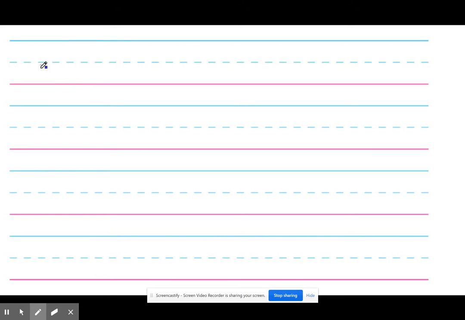So we are going to practice writing the letter O, the lowercase o. And so to do this, you've got your 3 lines. The top blue line is called your headline because it's at the top like your head. Your dotted line in the middle, that's called your midline. And then the bottom red line is called your baseline. So you have your headline, your midline, and your baseline.